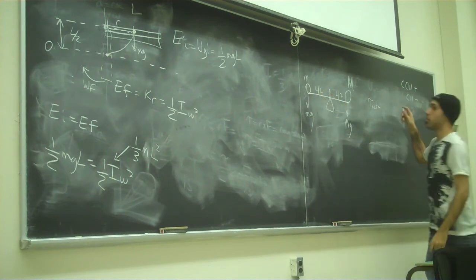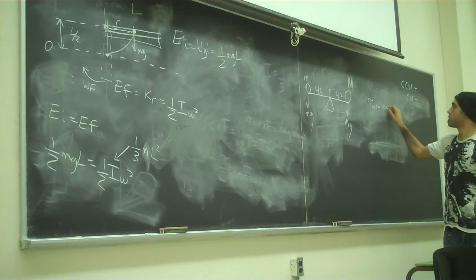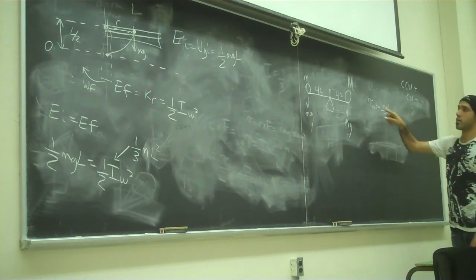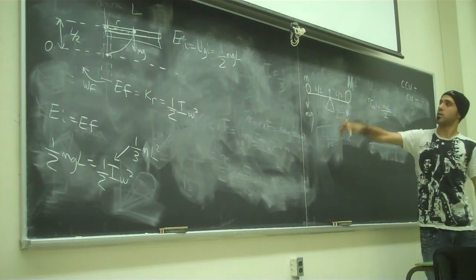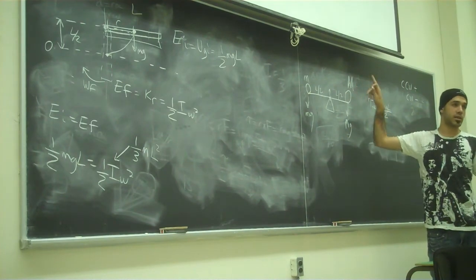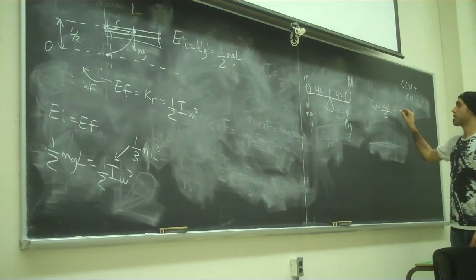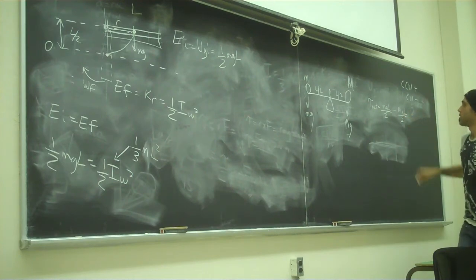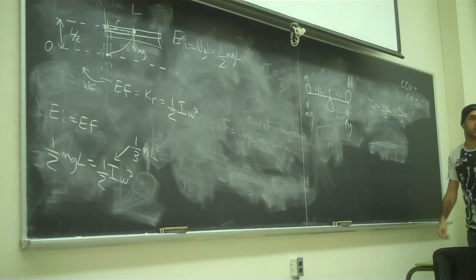And that's positive. So I write mgL/2. And the other force here is creating a torque that's clockwise, that would be negative. So that's minus big M g L/2. So now if I actually had masses, I could plug them into here.